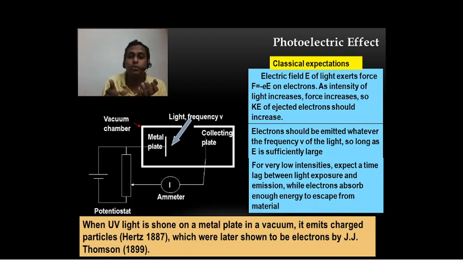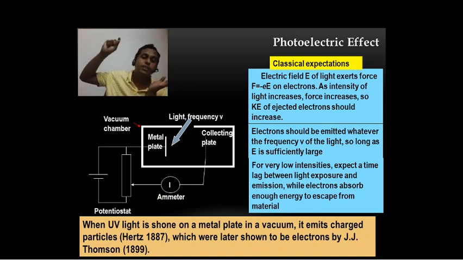Another one is that electrons should be emitted whatever the frequency of the light, because the electric field is large, so even if the frequency is very small, there is a possibility of ejection of electrons. That is another classical expectation, and it does not happen in the real photoelectric effect.